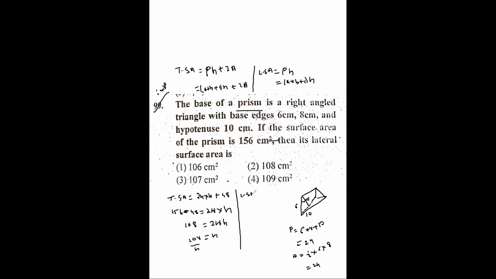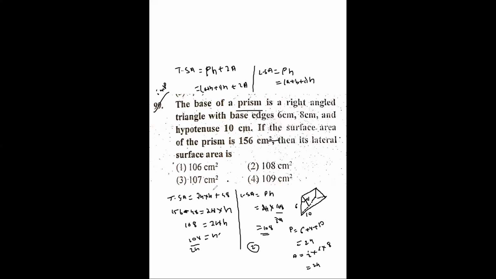See, LSA we know is again perimeter into height. So perimeter, we know it is equal to 24. Height we have already calculated, it is 108 upon 24. So 108 upon 24, 24 and 24 will cancel. It will be equal to 108. So LSA will be equal to 108 centimeter square. Option 2 will be the right answer.